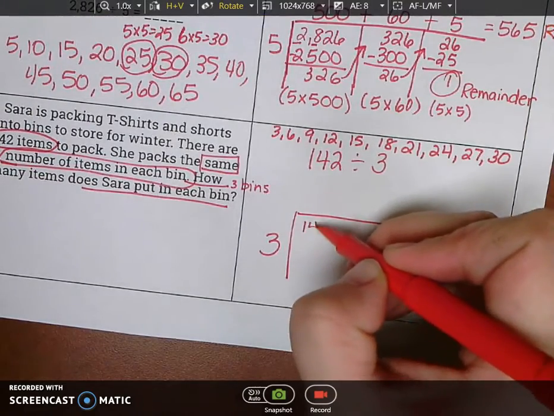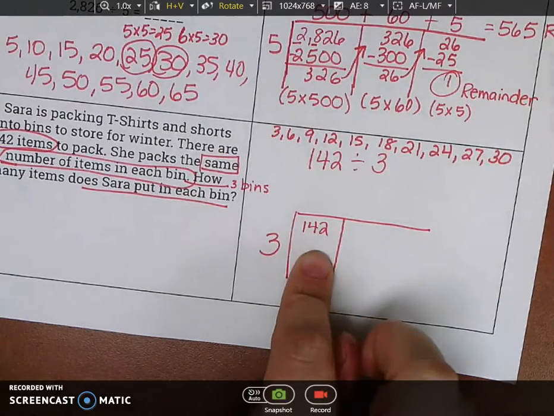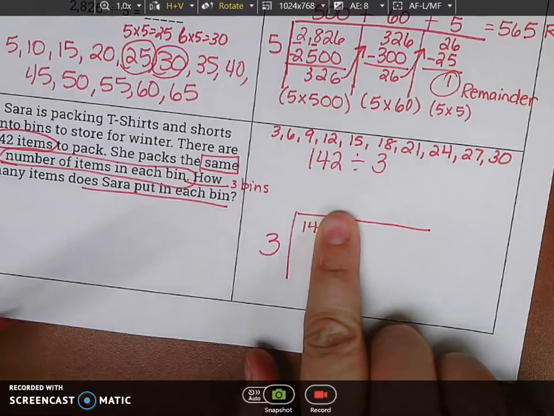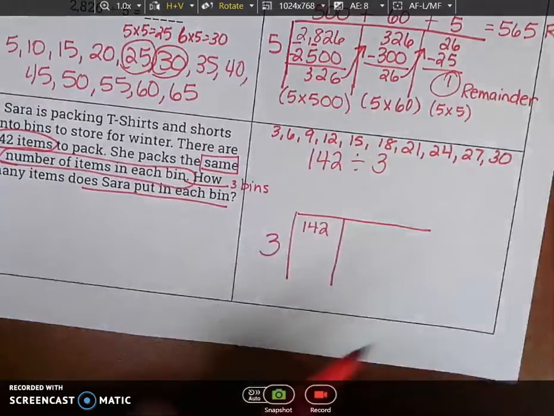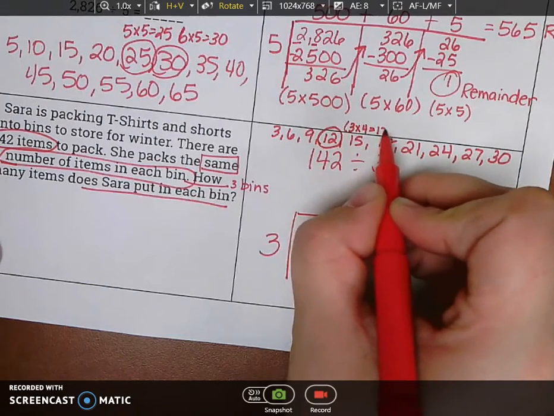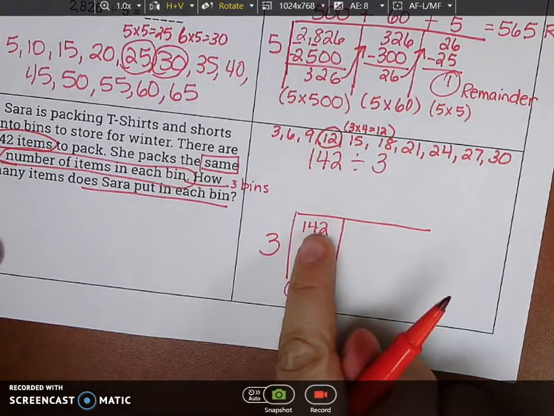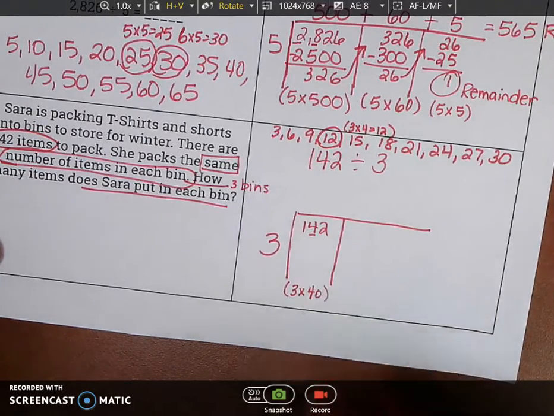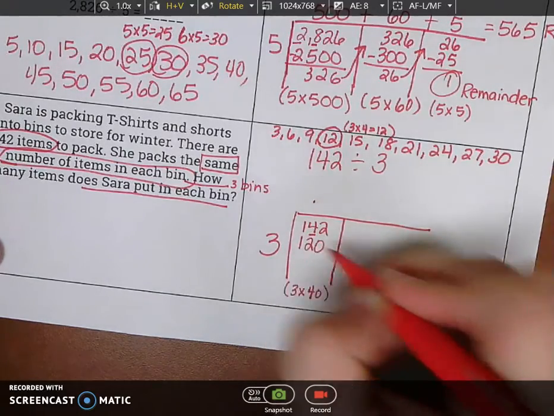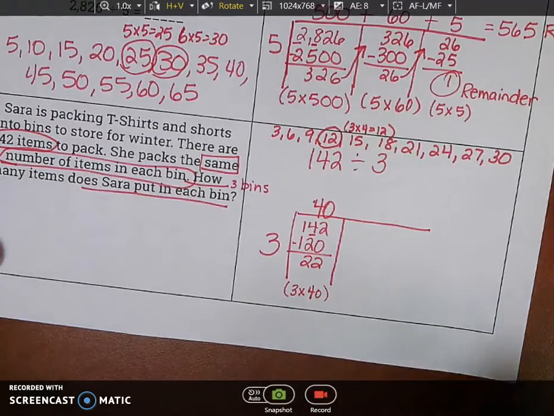So how close can I get to 142? How many times can 3 fit in there? So I'm just going to look at 14. I'm going to break it down a little bit. The closest I can get to 14 without going over is 12. So that 12 would be 3 times 4. And it's not just 3 times 4, because that 4 is in the 10 spot. It would be 3 times 40. So 3 times 40 would be 120. Subtract. I'm left with 22.